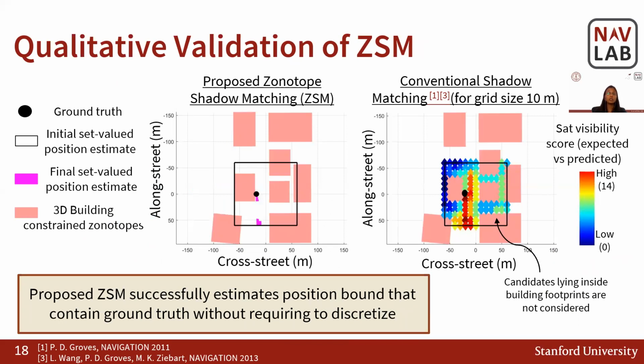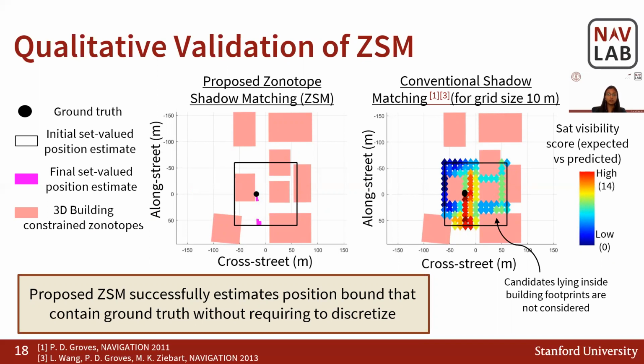In this next slide, we compare the performance of the proposed Zonotope shadow matching with that of conventional shadow matching with a grid size of 10 meters. In this right figure, the color gradient of position candidates range from blue to red, with blue indicating low visibility score and red indicating high. We see a close resemblance between the receiver position estimated by the proposed algorithm and conventional shadow matching with maximum visibility scores. Therefore, our proposed ZSM algorithm successfully estimates position bounds that contain ground truth without requiring to perform point value discretization.